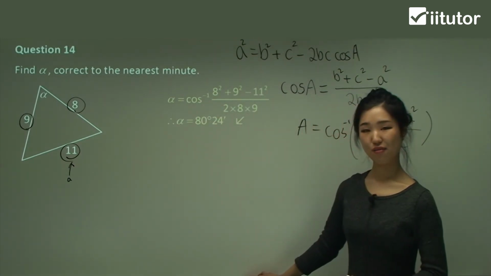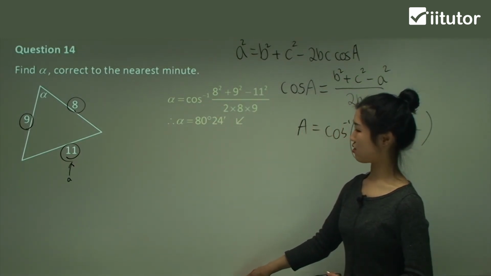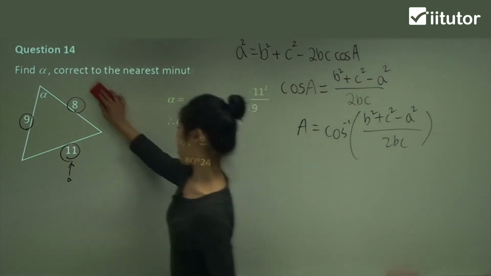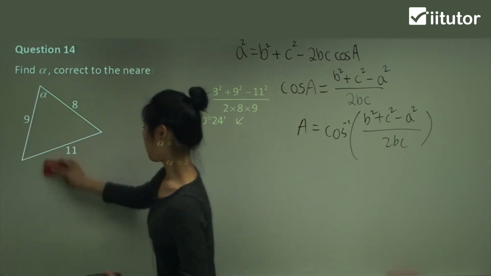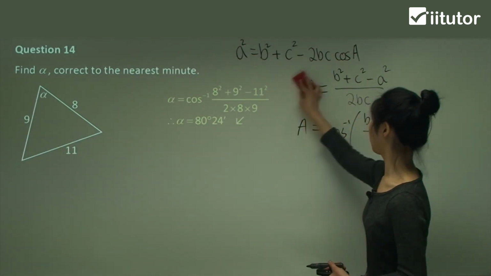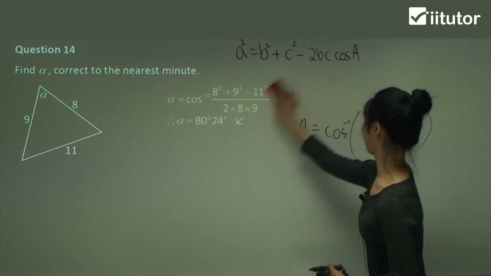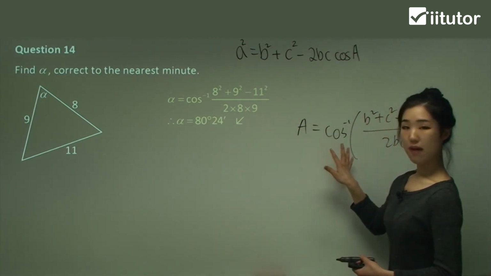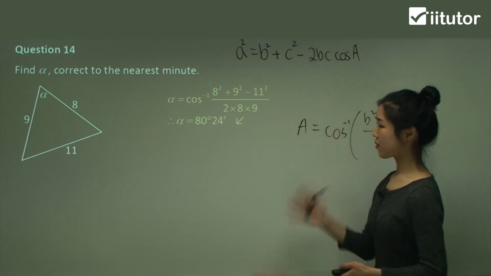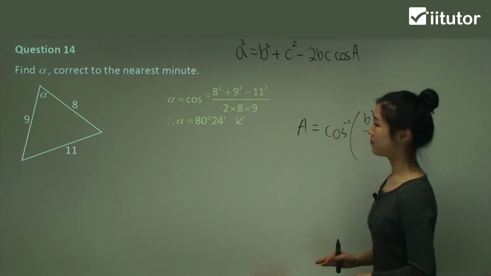That's my alpha: 80 degrees and 24 minutes, to the nearest minute. So make sure you get this answer. Have a good look at that and check. I'll rub this off because you're going to get confused. Angle formula, side formula, but the same formula. That's question 14. Let's move on.